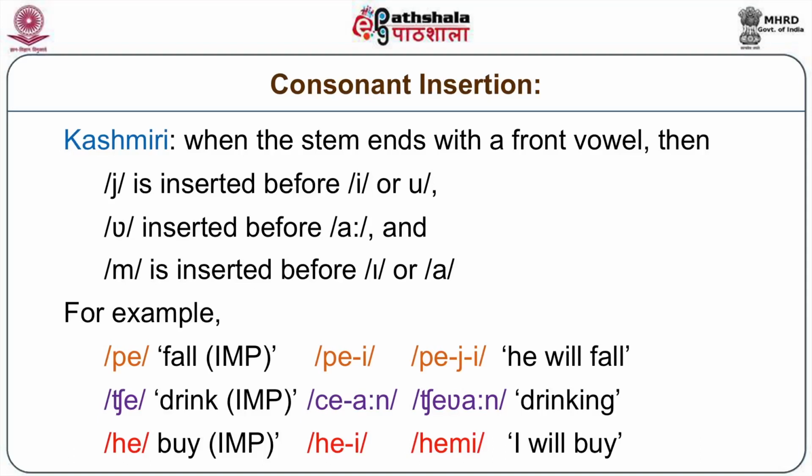Let's look at the examples. We notice that in Kashmiri, a ya or a wa is inserted before different vowels, and sometimes even a consonant such as ma is inserted between vowels. For example, when we get pe plus e, we get a ya inserted as pe yi. Che plus an, we hear che wan, and di plus ao becomes di mao. So these are interesting examples of consonant insertion, mainly to avoid the occurrence of two adjacent vowels.